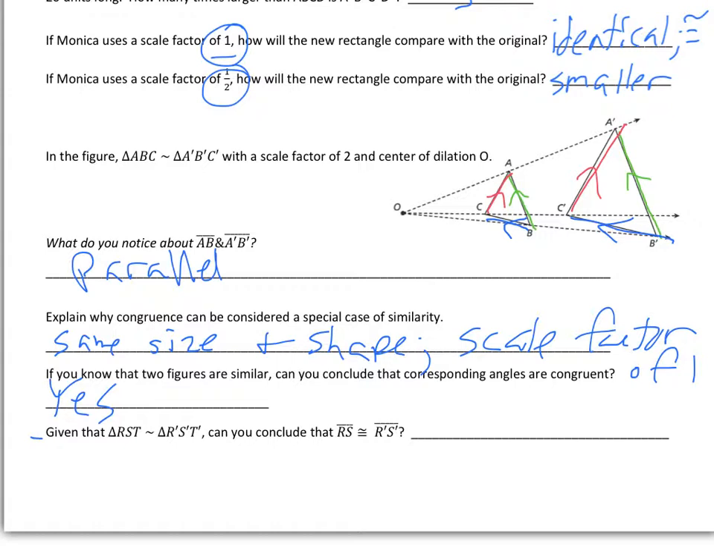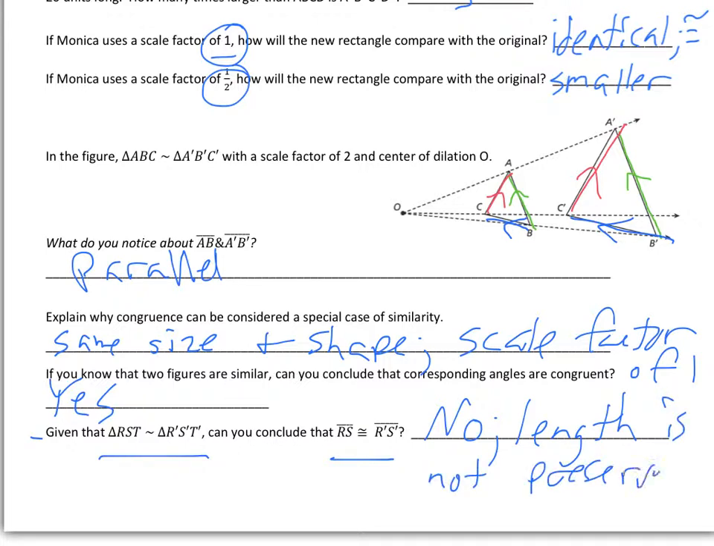Now on the opposite side, if we have two triangles that are similar, can we say that the lengths of their segments are congruent? That is no. Remember, length is not preserved when we're talking about similar figures.